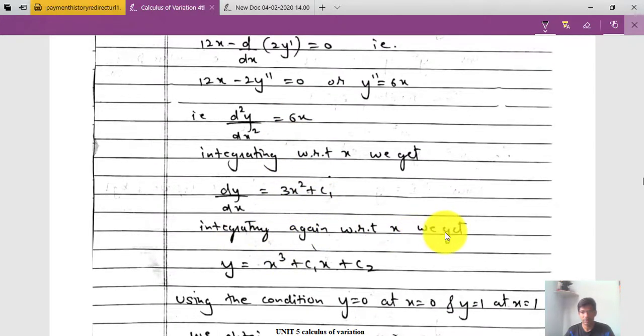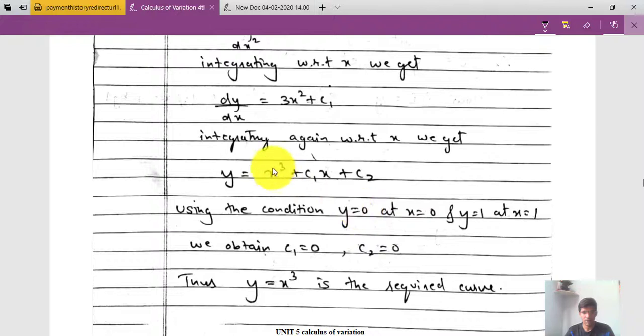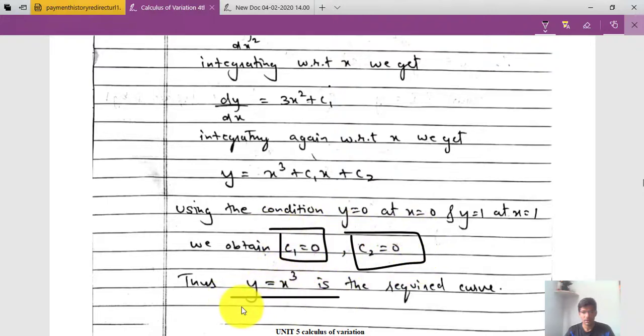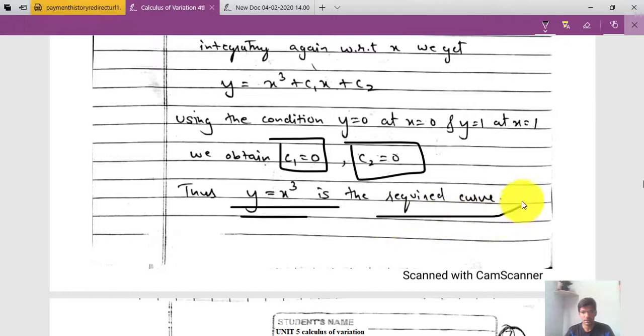Again integrating it with respect to x, you get y is equal to x cube plus c1x plus c2. Now using the condition y is equal to 0 at x equal to 0, and y is equal to 0 at x equal to 1, c1 is 0 and c2 is 0. Therefore your answer turns out to be this, and this is the required curve for which the above functional is an extremum, right?